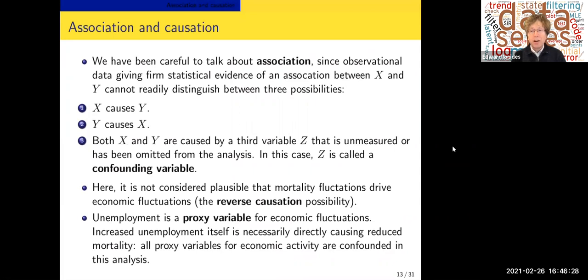Confounding variables, there's a lot of them. And a way to think about that is that unemployment, we're not really thinking unemployment is necessarily explaining mortality itself. It's a proxy variable for everything else going on in economic fluctuations. And so, yeah, we're not saying increased unemployment is directly causing reduced mortality, because it could be any other cyclical economic activity that is confounded with unemployment.